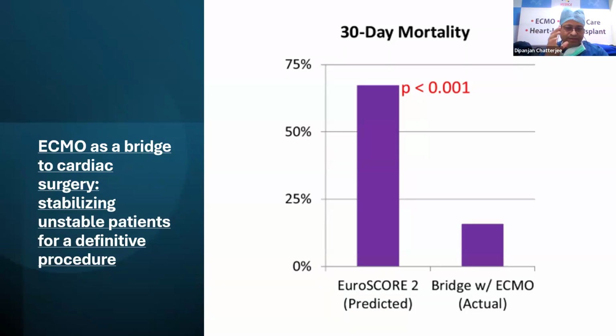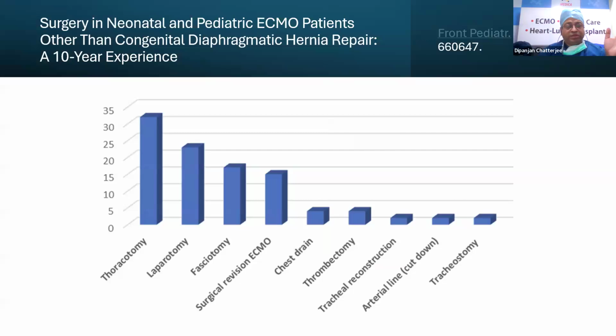So always remember that ECMO as a bridge to cardiac surgery has been used very frequently in many kinds of situations, and their outcomes have been much, much better. Other kinds of surgeries, a lot of other surgeries, can be done. You can see thoracotomy, laparotomy, fasciotomy if there is any lower limb problem, chest drain, thrombectomy, all these can be done on ECMO. If the patient has had a trauma, surgery can also be done. All these things can be done on ECMO.